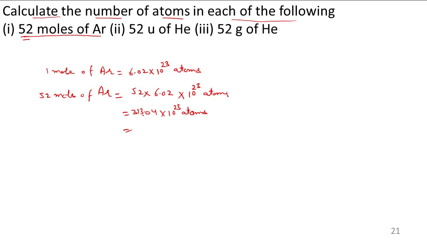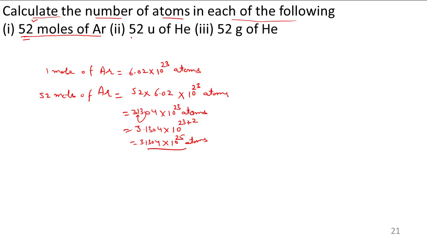Or we can write, if we have to do it in scientific notation, we have to move the decimal 2 places to the left, 3.1304 into, then if we move the decimal to the left, we add the number of decimal places to the exponent. 23 plus 2 is equal to 25, so 3.1304 into 10 raised to the power 25 atoms. So these are the number of atoms contained in 52 moles of argon.